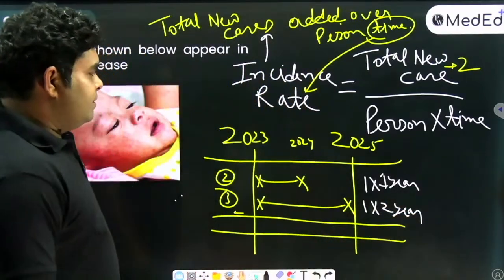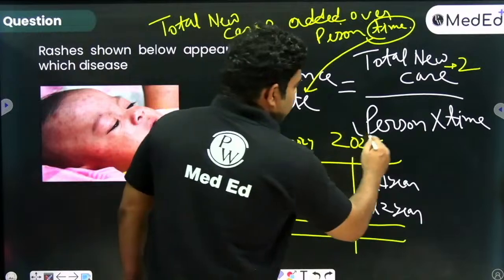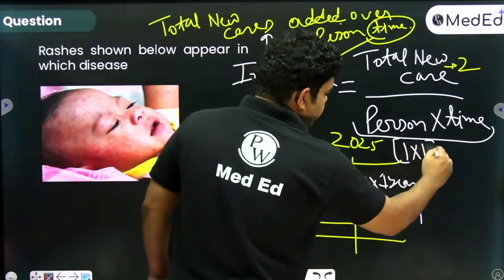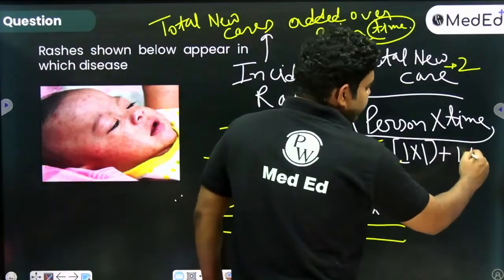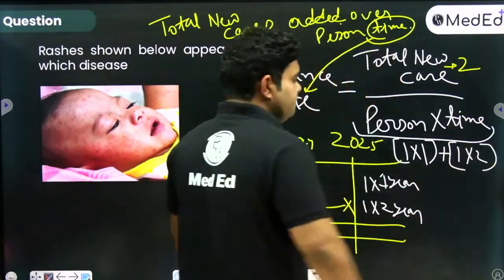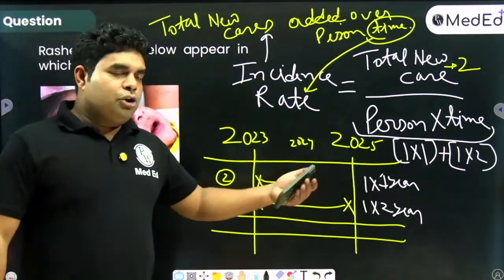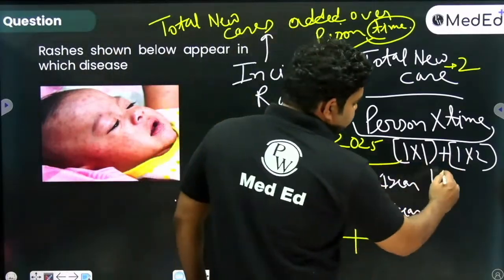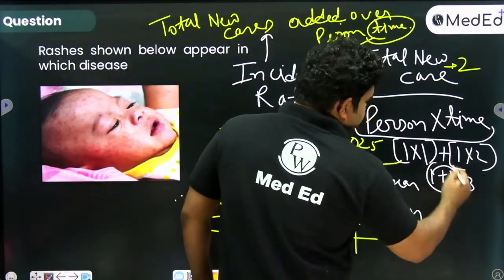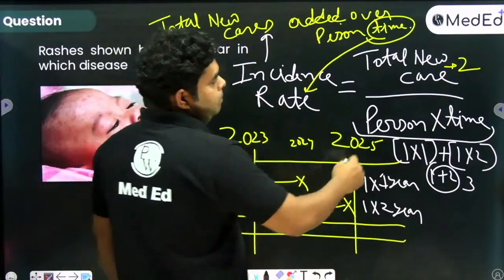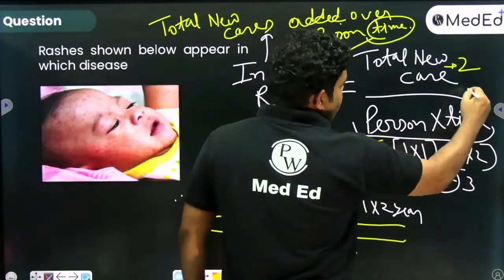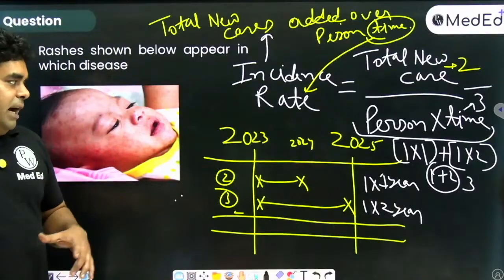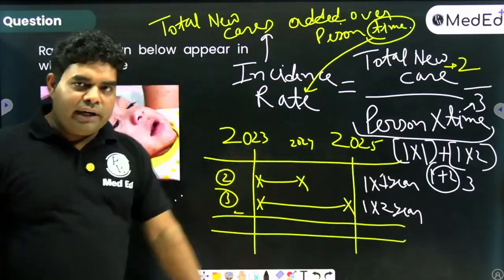So person into time will be written as पहला बंदा 1 साल प्लस दूसरा बंदा 2 साल. First person 1 year and second person 2 years. So 1 into 1 is 1, 1 into 2 is 2. 1 plus 2 means 3. So incidence rate will come 2 by 3. So I hope if in exam they ask you to calculate incidence rate, you can calculate it.